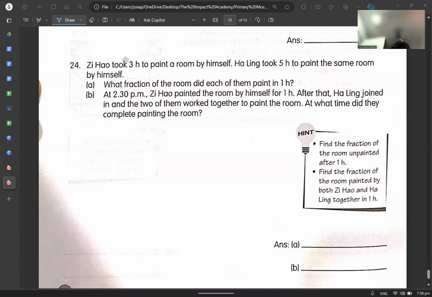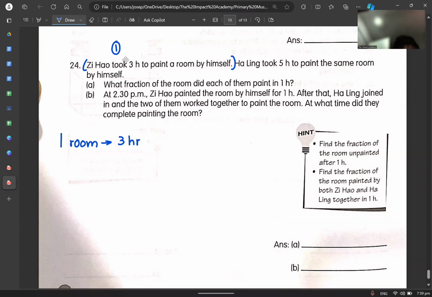Today we are looking at a rate question. As you can see over here, it says that Zihao took 3 hours to paint a room by himself. Whenever we do a rate question, we want to write down that one room is basically 3 hours. In order for him to paint the entire room all by himself, he will need a total of 3 hours.